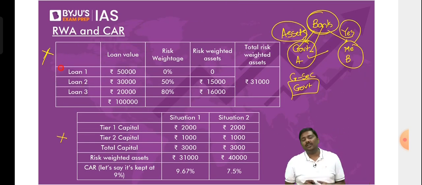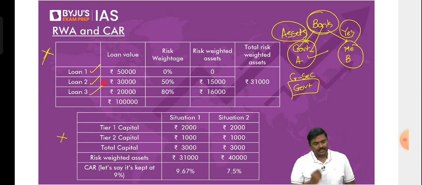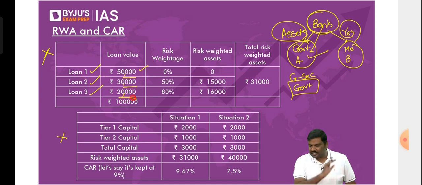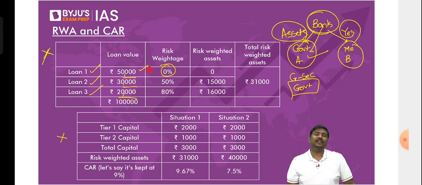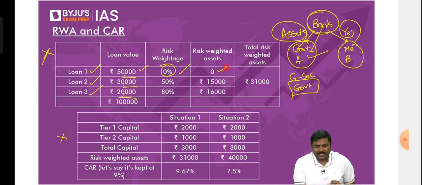Now, how is it done? Have a look at the loans here. For example, I've taken 3 loans, with easier numbers. Please don't calculate in the UPSC, they will not ask you this. The loan values are 50K, 30K, and 20K for loans 1, 2 and 3 respectively. Imagine loan 1 is given to the Government of India. What is the risk? 0%.